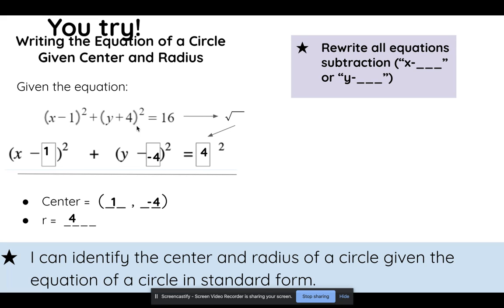Make sure you're always really careful when you see that positive, like an addition of 4 or addition of any quantity, because then you're subtracting negative 4. So you have a negative 4 as your y component in the center.